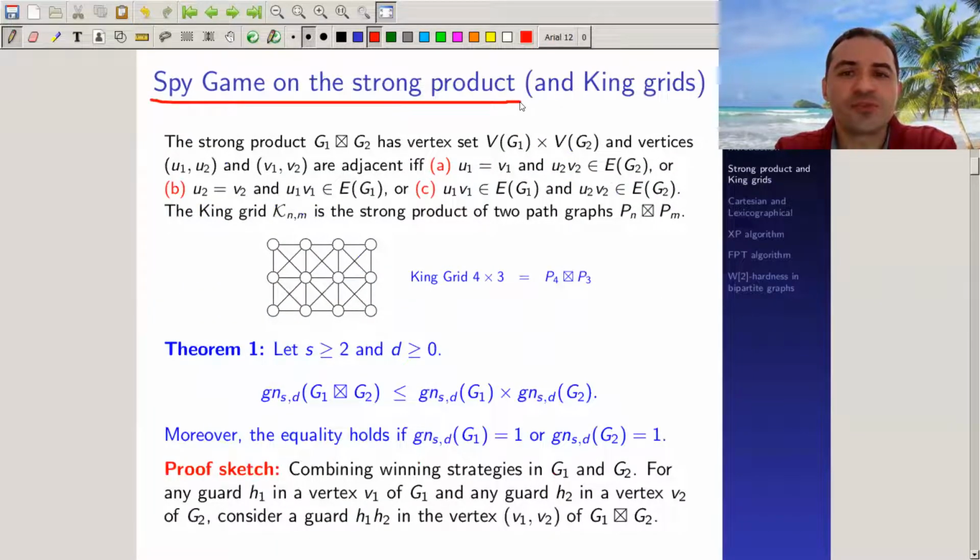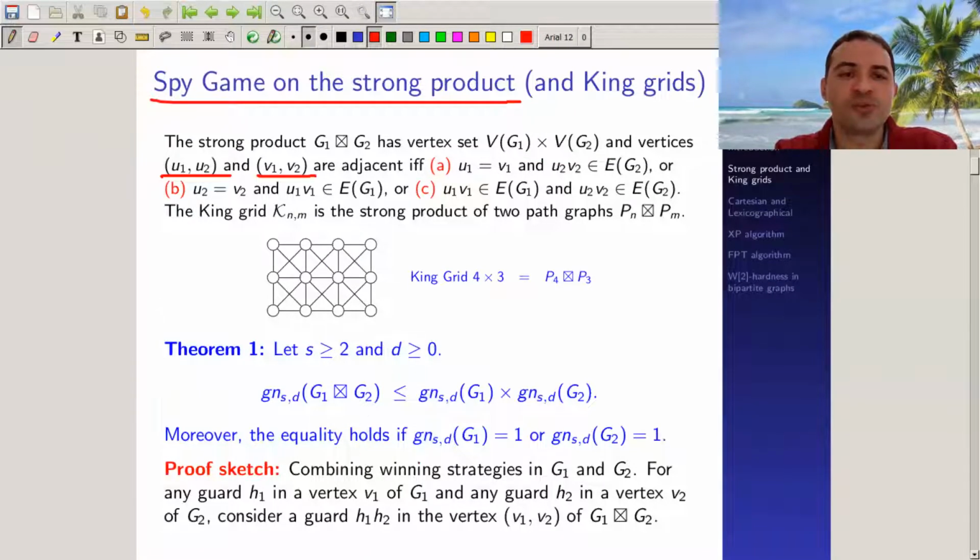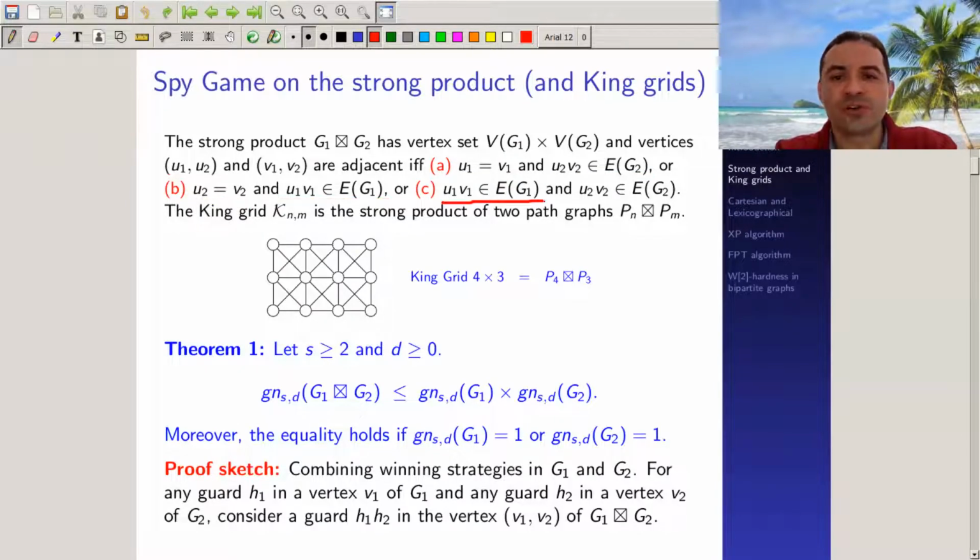Let us begin with the strong product in the spy game on graphs. The strong product of G1 and G2 has vertex set V(G1) Cartesian product V(G2), and vertices (u1,u2) and (v1,v2) are adjacent if and only if u1 is equal to v1 and u2v2 is an edge of G2, or u2 is equal to v2 and u1v1 is an edge of G1, or u1v1 is an edge of G1 and u2v2 is an edge of G2.